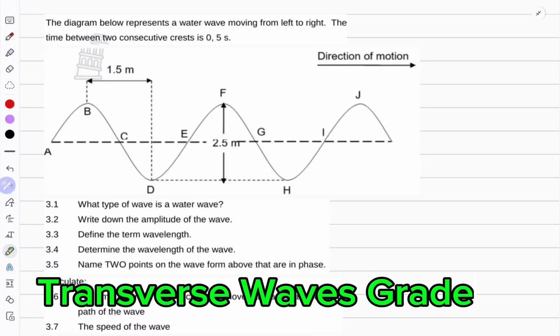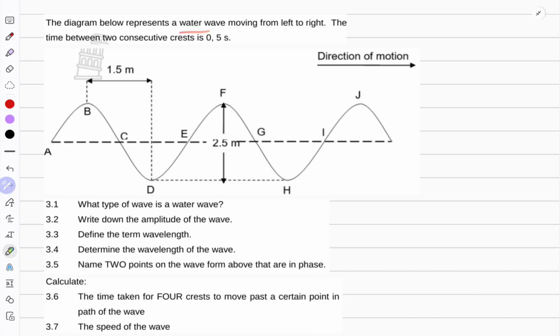So in today's video, we're going to be doing transverse waves. The scenario goes as follows. It says the diagram below represents a water wave that moves from left to right. So they've given you the direction of the wave's movement. The time between two consecutive crests is 0.5 seconds. So we can indicate that on the sketch. Here's your first crest, and there's the second crest that is consecutive to the first. So just the time between them is 0.5 seconds.